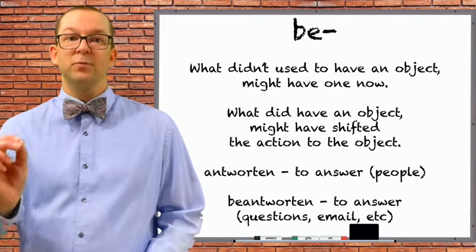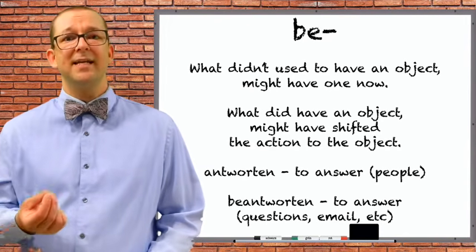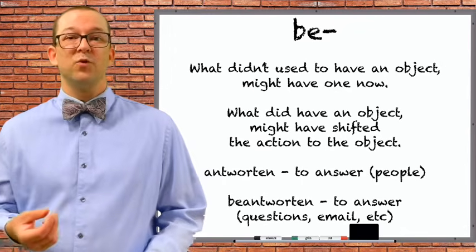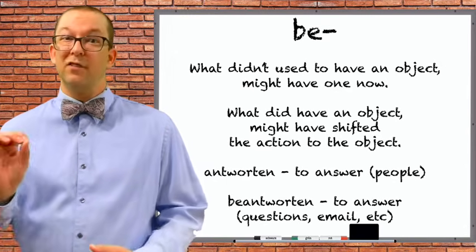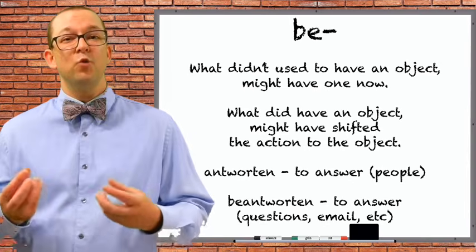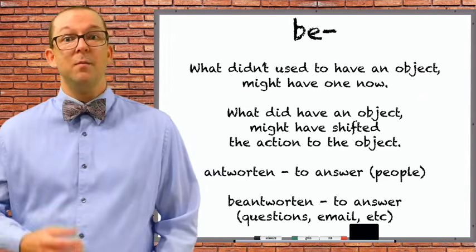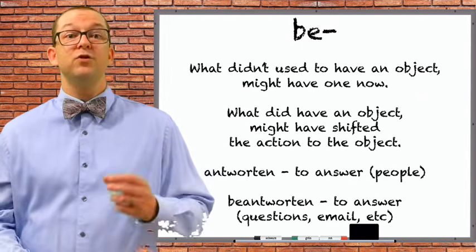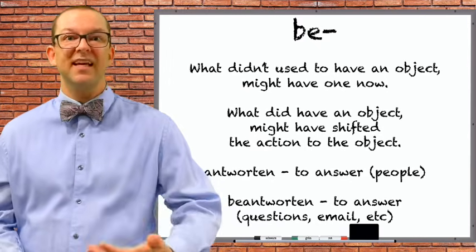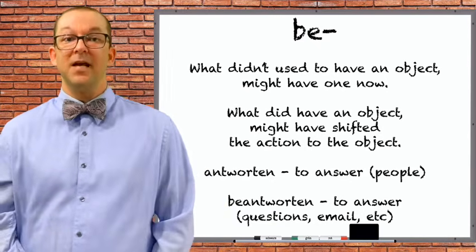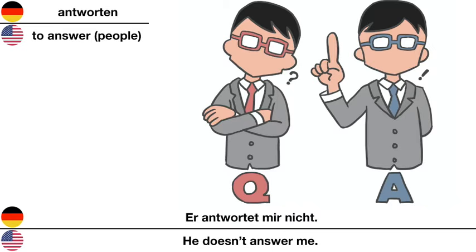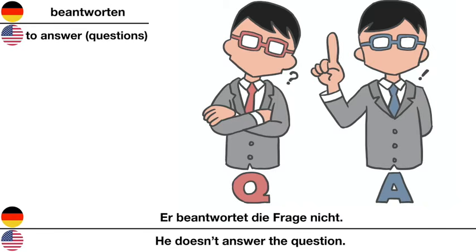Antworten is used to answer people, and that person is indicated in the dative case. This is sort of an implied direct object of the question, but there's no real direct object to speak of. Beantworten, by contrast, is used to directly answer questions, letters, and the like. For example, antworten, to answer. Antwortet mir nicht. He doesn't answer me. Beantworten, to answer. Beantwortet die Frage nicht. He doesn't answer the question.